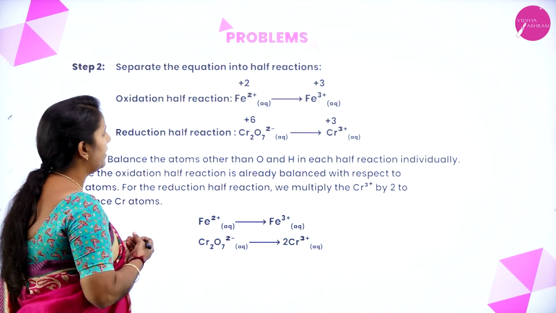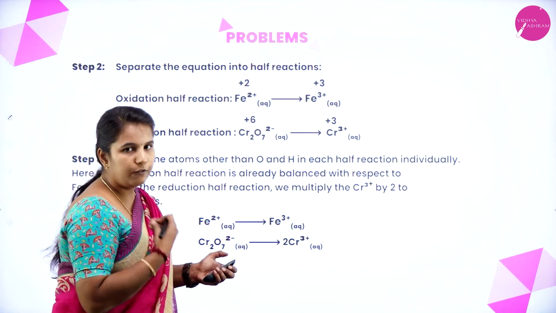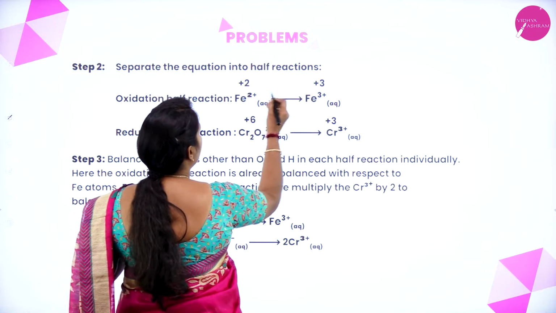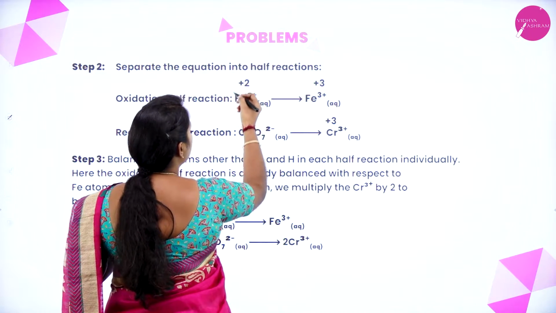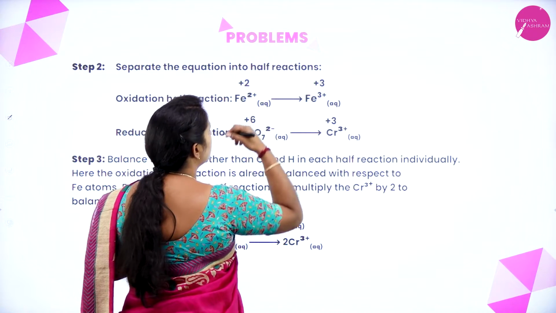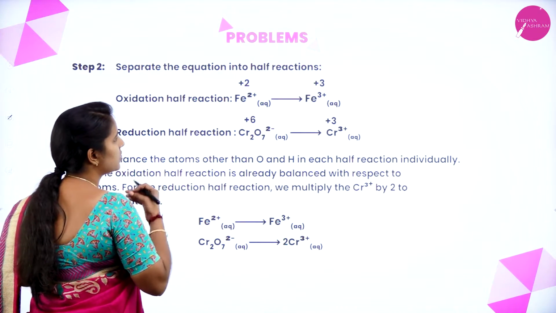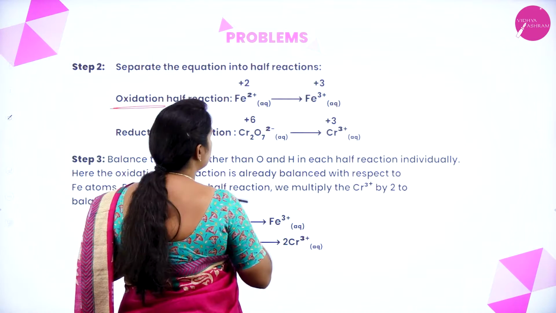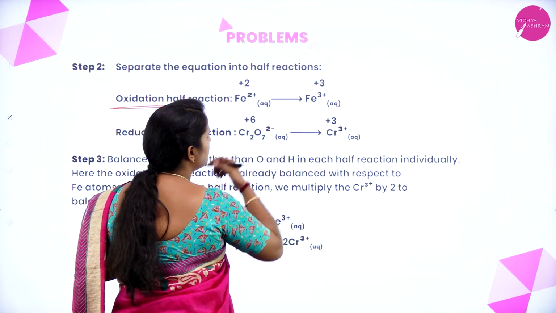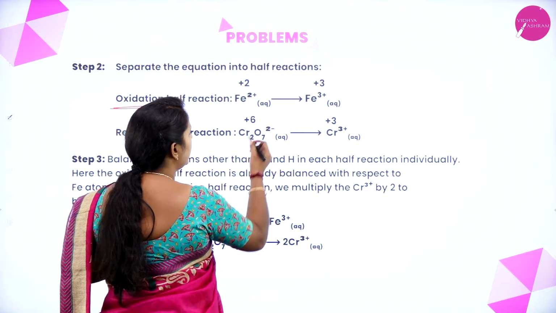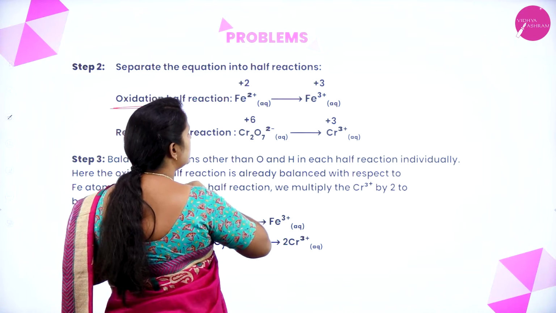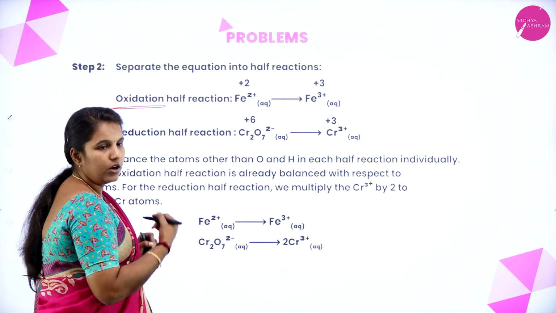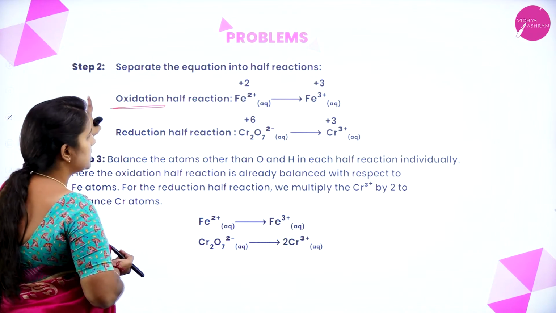In the second step, we separate it into half reactions. Writing the oxidation half reaction, Fe2+ gives rise to Fe3+, where the +2 state of iron increases to +3. Since the oxidation number increases, it is an oxidation. On the other hand, Cr2O7 2- gives rise to Cr3+. The oxidation state of chromium is +6 and it decreases to +3. So it is reduction because the oxidation number is reduced. This is the second step.